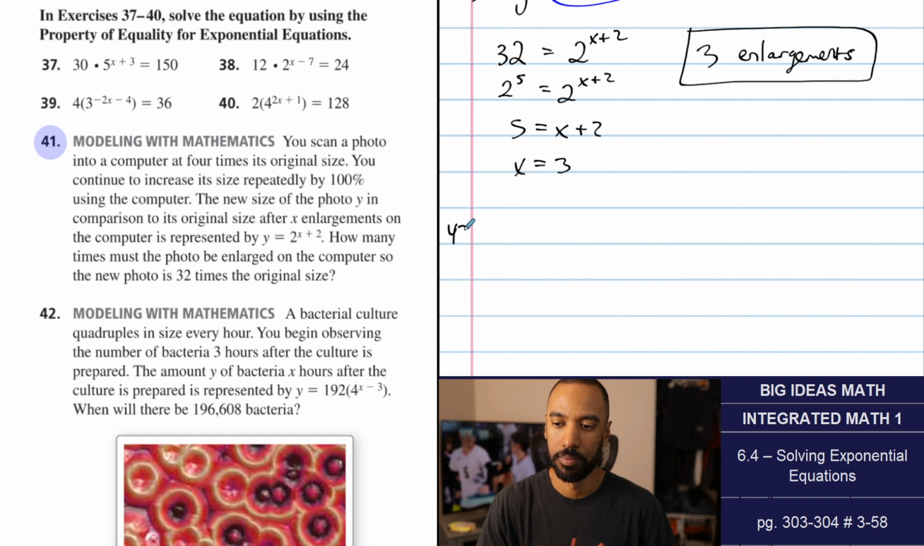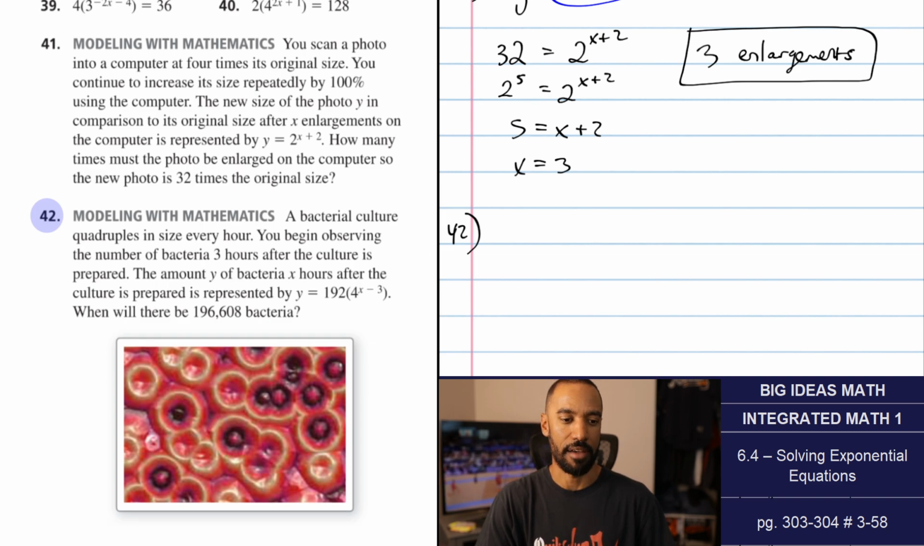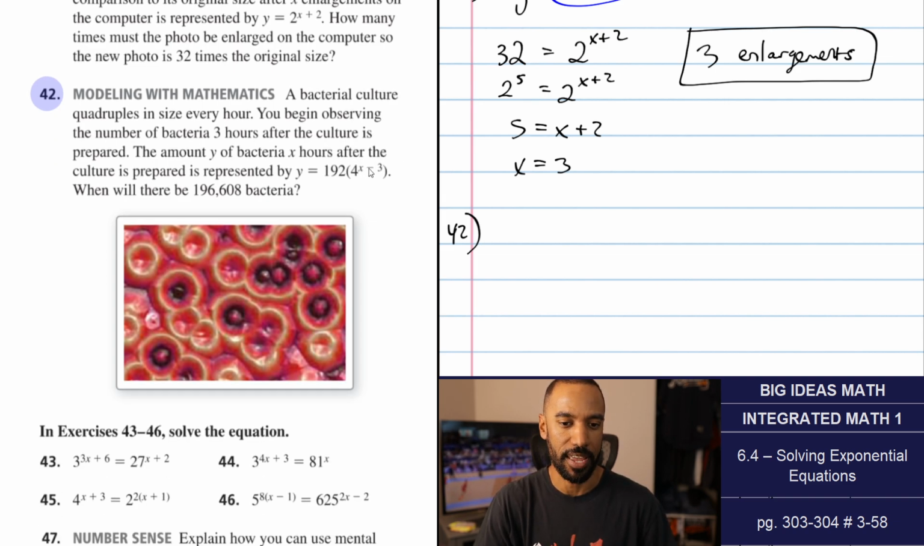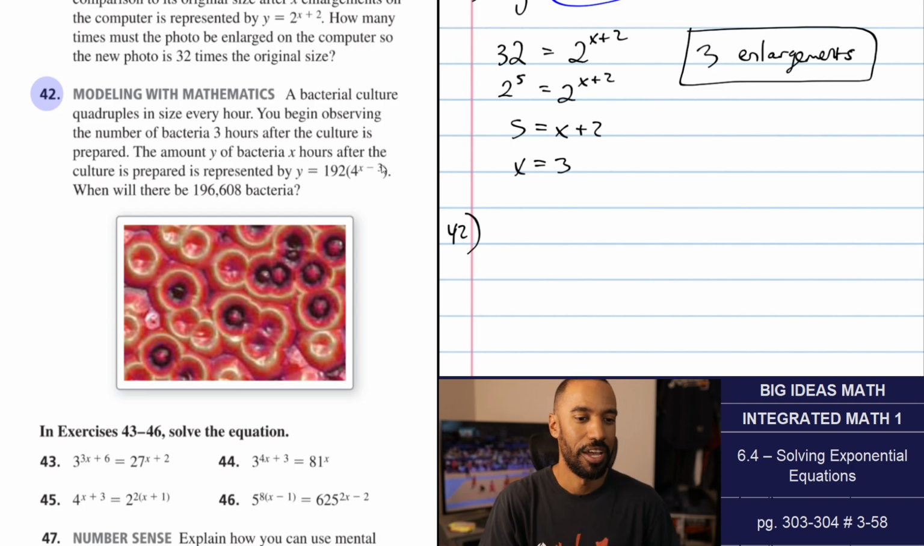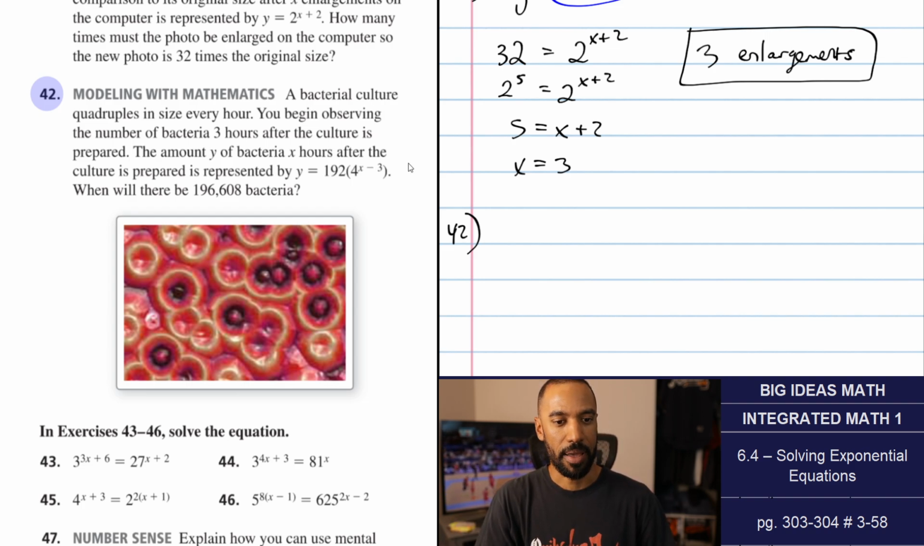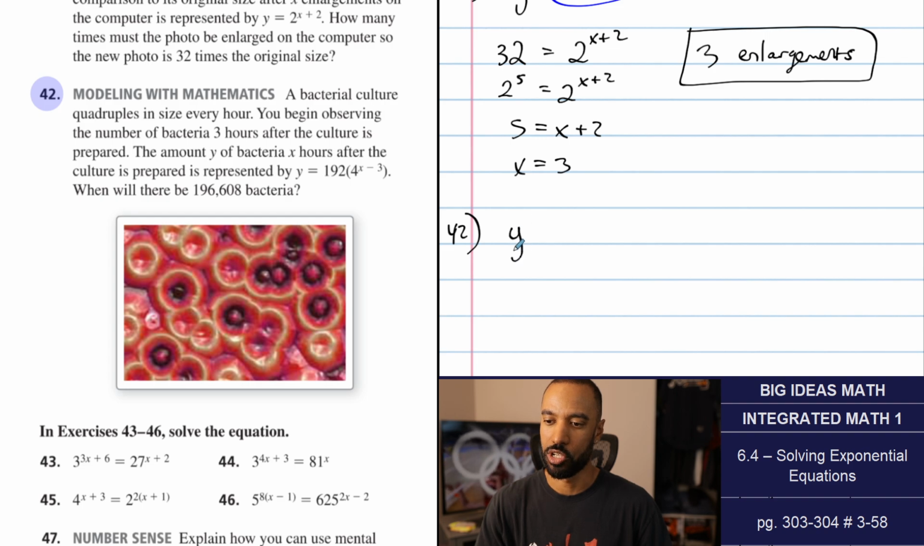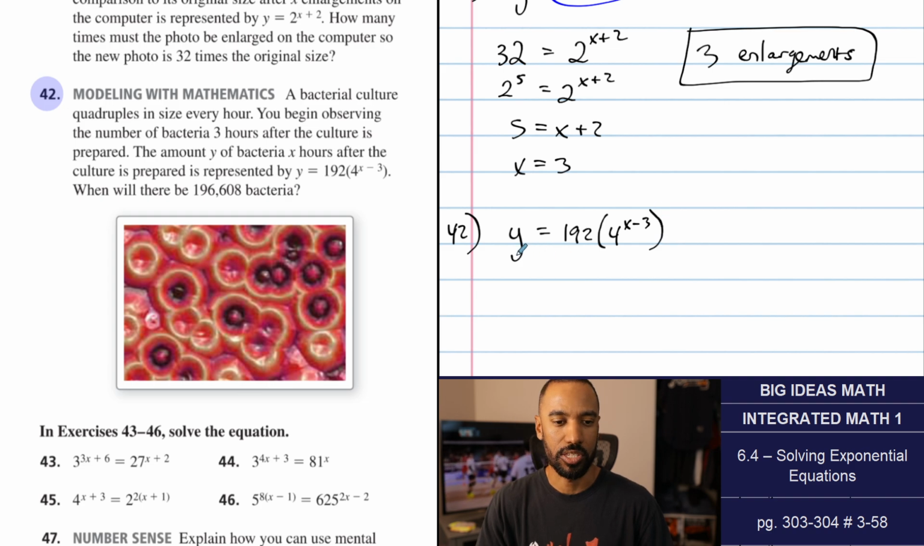All right, number 42 says a bacterial culture quadruples in size every hour. You begin observing the number of bacteria 3 hours after the culture is prepared. So even though it quadruples every hour, you only saw it after a right shift of 3 hours. The amount of bacteria, y bacteria, x hours after the culture is prepared is represented by this. When will there be 196,608 bacteria? So we have the original model here, and we will do our solving. We're going to set 196,608 equal to y.